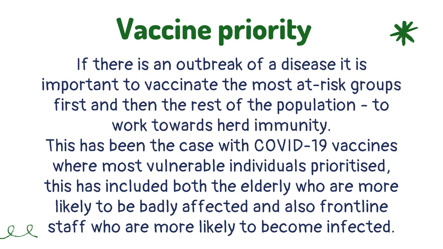If there is an outbreak of a disease, it is important to vaccinate the most at-risk groups first and then the rest of the population, to work towards herd immunity. This has been the case with COVID-19 vaccines, where the most vulnerable individuals were prioritized. This has included both the elderly, who are more likely to be badly affected, and also frontline staff who are more likely to become infected.